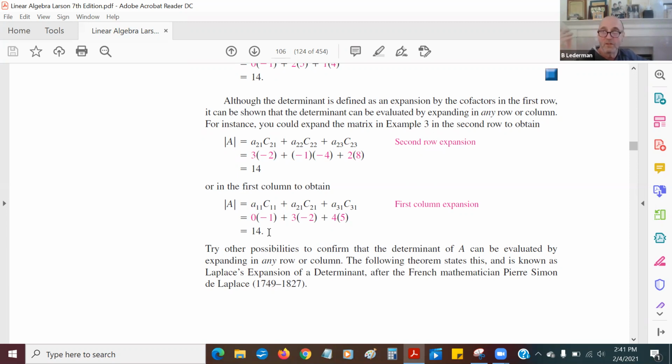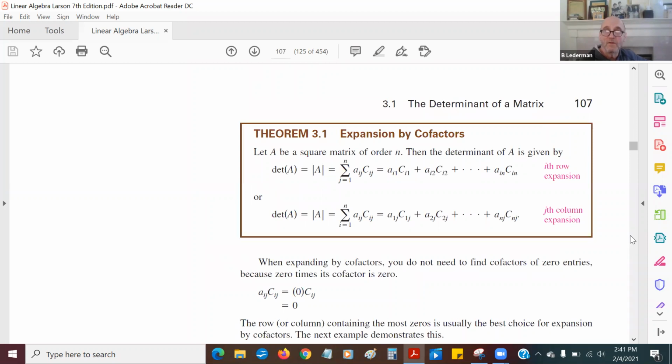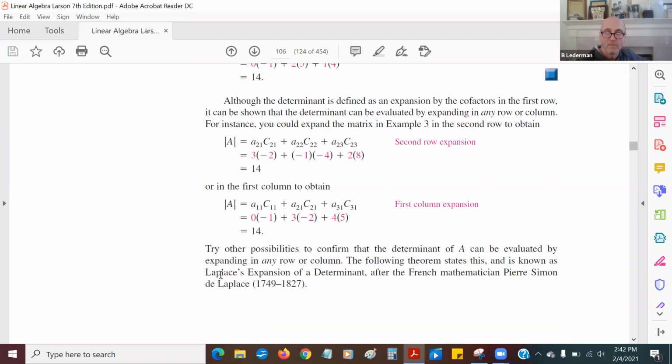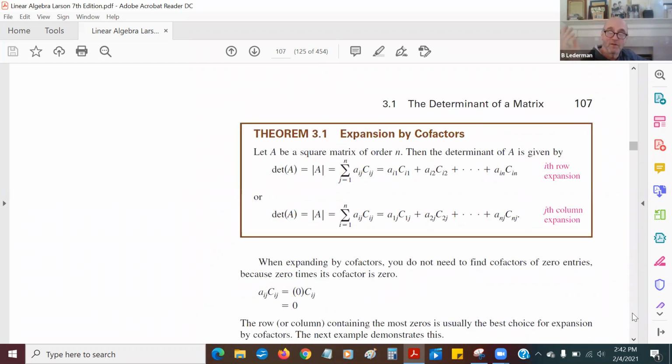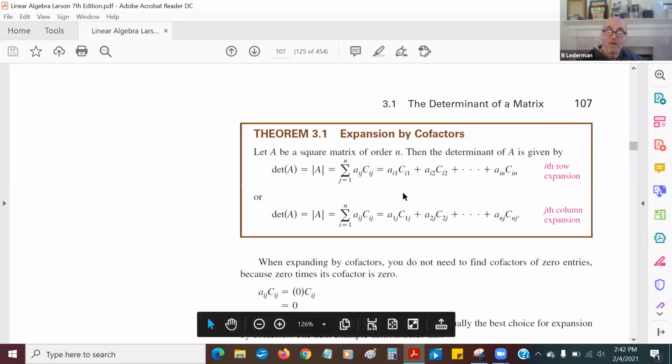And you could try other possibilities on your own, and see that it works with any row. I just want to say, the fact that expansion by cofactors works on any row is known as Laplace's theorem, or Laplace's expansion of a determinant. If you remember Laplace, if you ever took differential equations or calculus, there's a famous Laplace transform. Same guy, it's the same Laplace. Anyway, he was quite active.